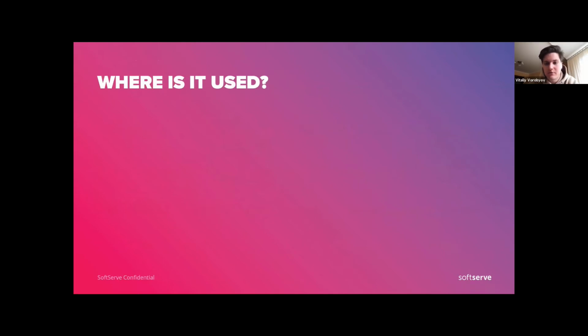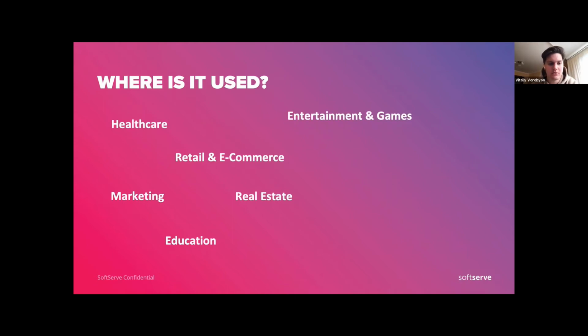Now let's move to the next part of the presentation. Where is it used? At first glance, it may seem that besides games, these technologies are difficult to apply elsewhere, but this is far from being the case. They are already being successfully used in industries such as healthcare, marketing, retail and e-commerce, education, and more and more and more.